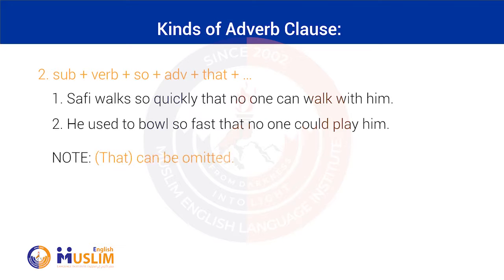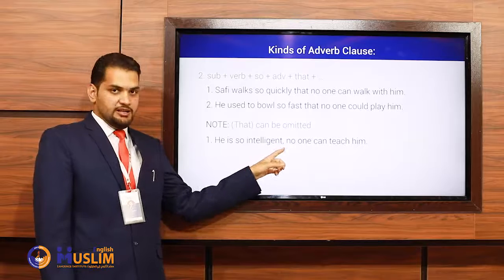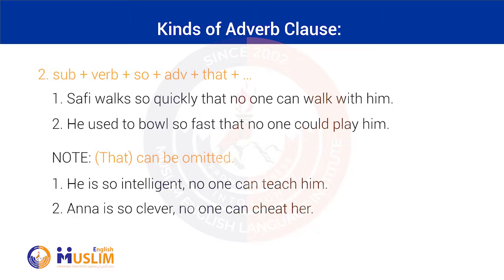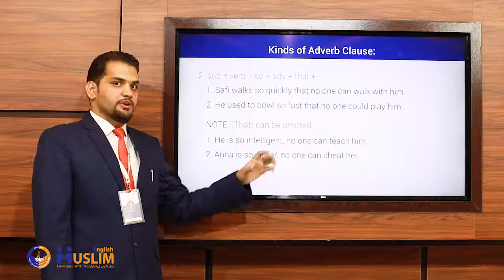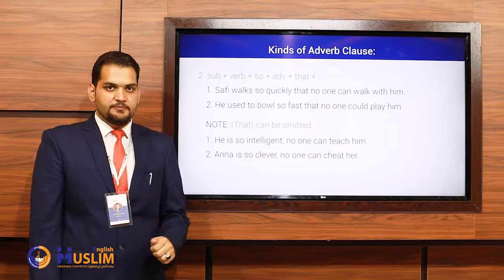Note, that can be omitted. For example, number 1, he's so intelligent. You can remove that. Instead of that, you should use a comma. No one can teach him. Number 2, Anna is so clever. Remove that and use a comma. No one can cheat her.